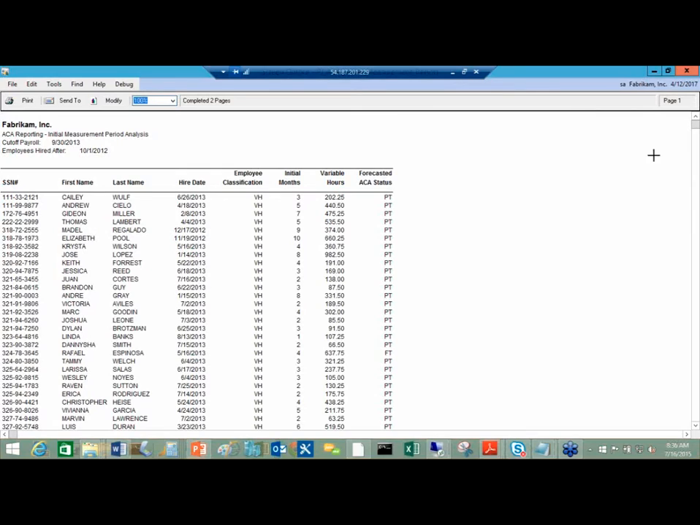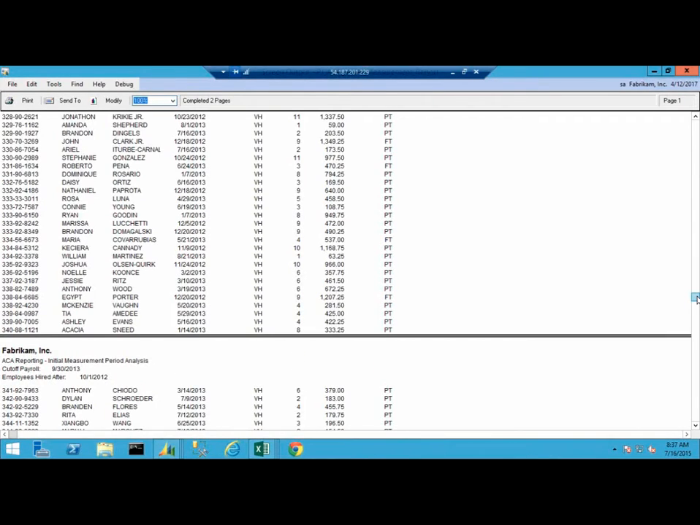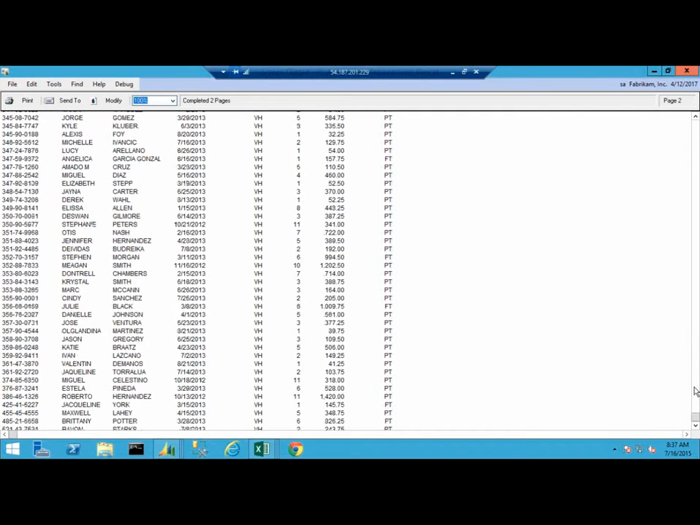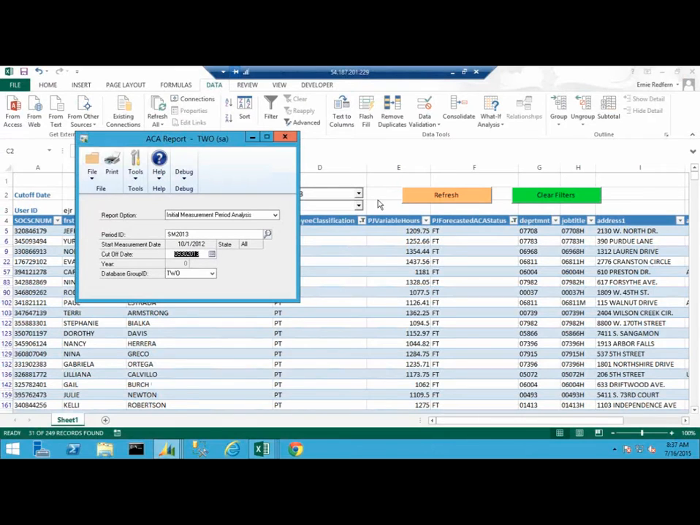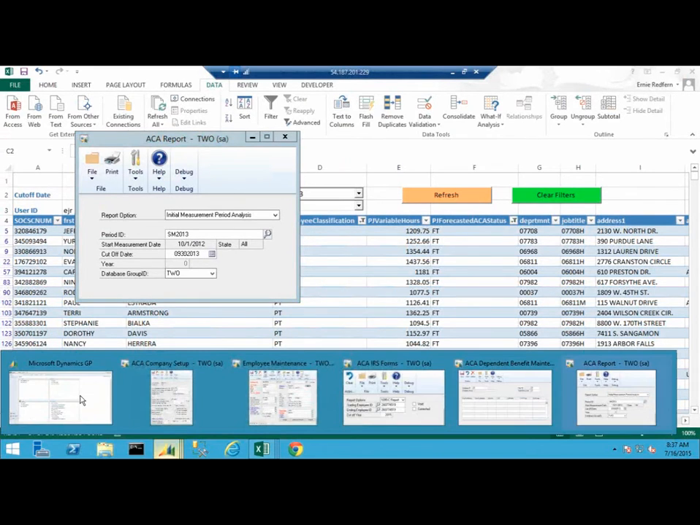The significance here is that you're looking at people who are going to be, or not going to be, eligible. So as you go down here, you better not see anybody with 13 months, or excuse me, 12 months, because they would have been on the previous report had they been.